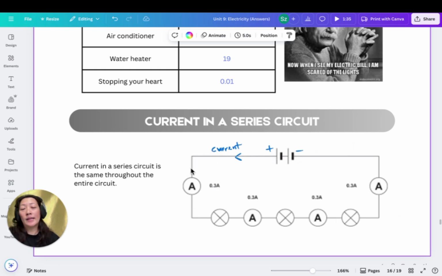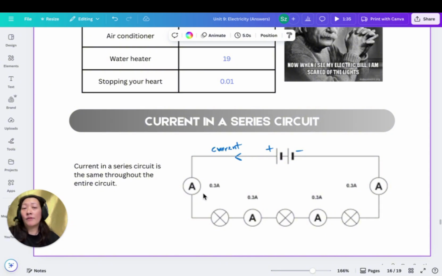Because you can see there's only one track, what happens is that the current will end up flowing at the same rate throughout the entire circuit. And that's why in a series circuit, the current is the same throughout the track. So we've got 4 ammeters here. If one ammeter shows a reading of 0.3 amperes, all the ammeters must show the same value of 0.3 amperes.